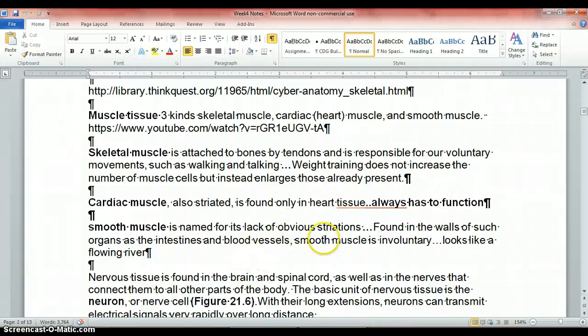Smooth muscle is named for its lack of obvious striations, found in the walls of organs such as the intestines and the blood vessels. Smooth muscle is involuntary and looks to me like a flowing river when you see a slide of it. So it's very smooth. It's basically going to be in all your walls, and it's yet another involuntary muscle. So you've got 2 that you don't think about, 1 that you do.